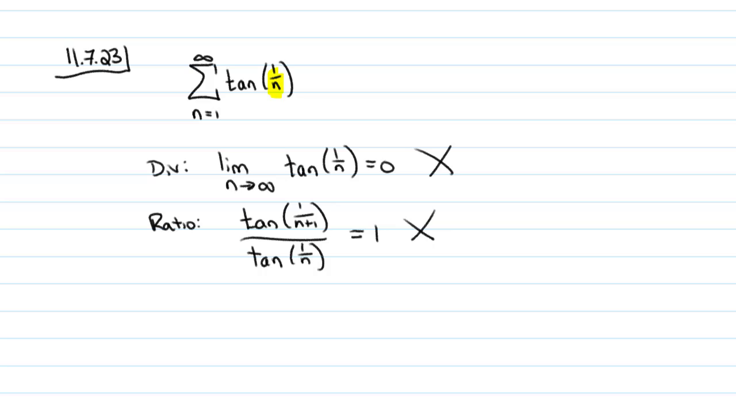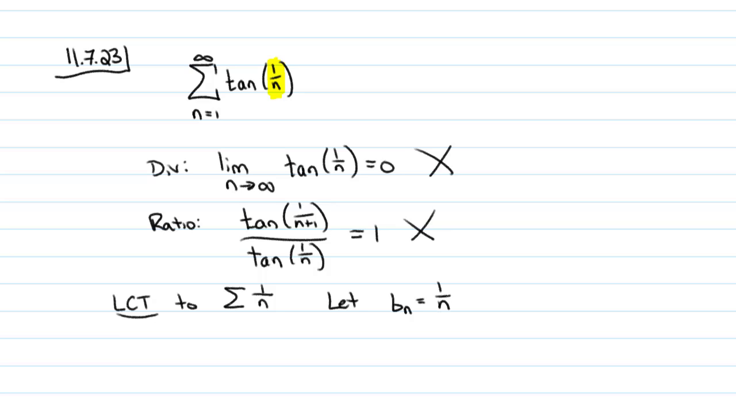The tangent function is going to be tough to compare to if I used a series comparison. But if I did a limit comparison, I would love to compare to that 1 over n. So let's take a limit comparison test to the series 1 over n. Or in other words, we're going to let b sub n equal 1 over n.